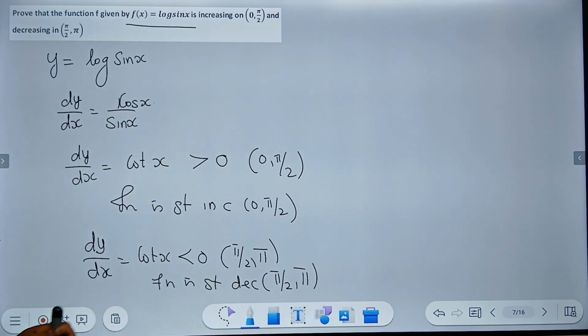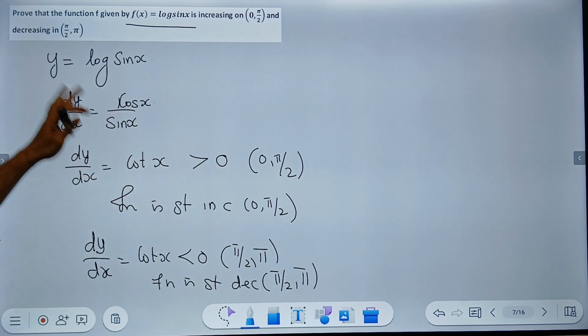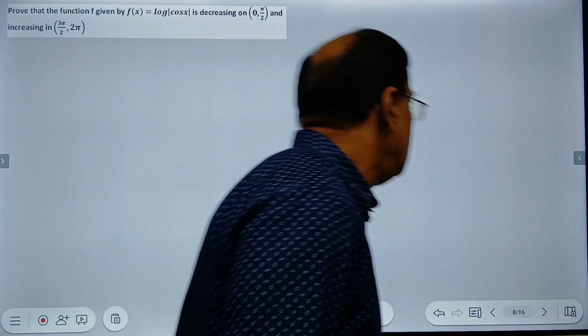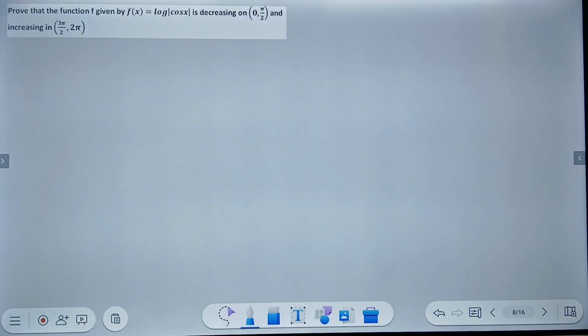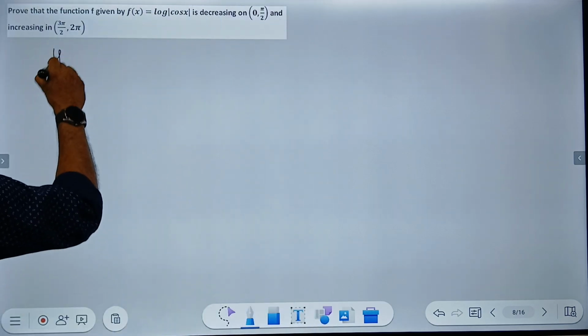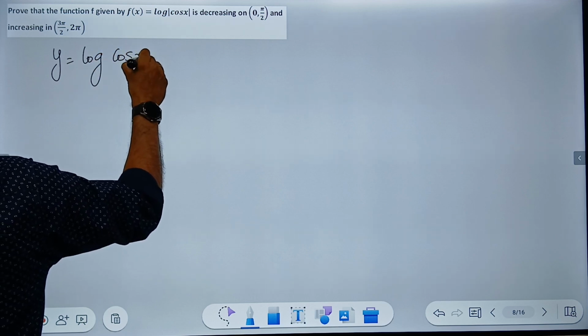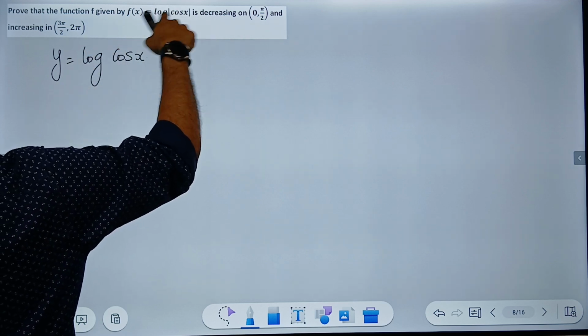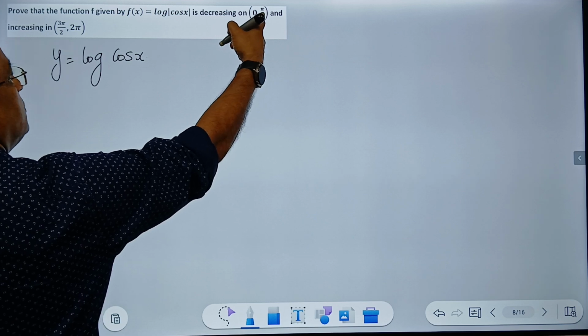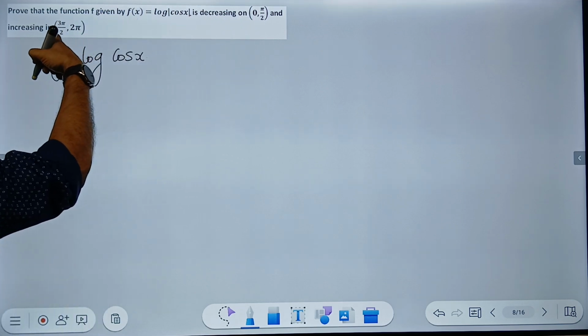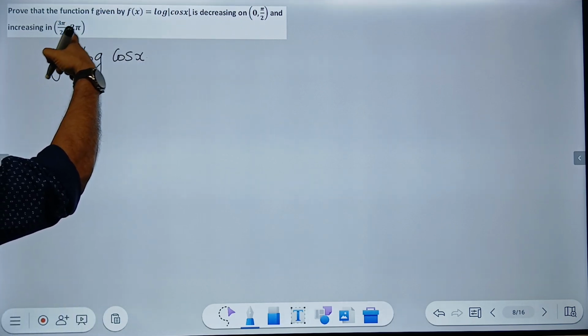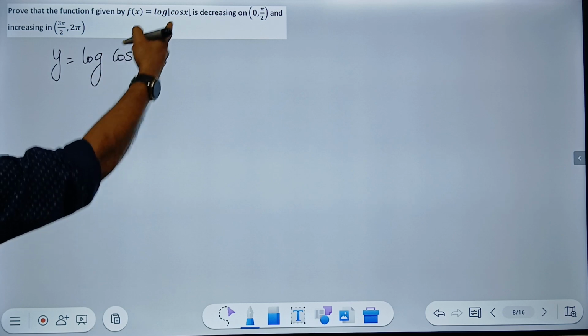It's a very, very simple way of solving the problem. Very important question. It's an NCERT question also. And let's go to the next question. Here I have got y equal to log of cos x. The modulus is put, but basically no need to put modulus because in 0 to pi by 2 cos is positive. In 3 pi by 2 to 2 pi, that is fourth quadrant, cos is positive. So it makes no sense to put modulus.